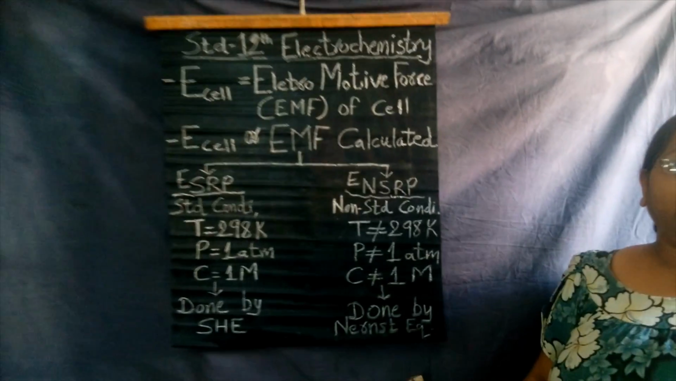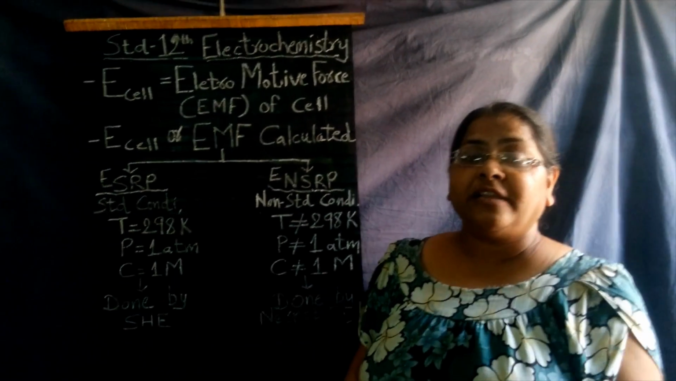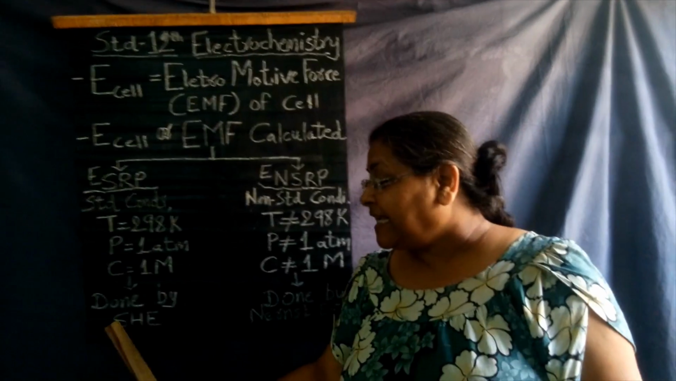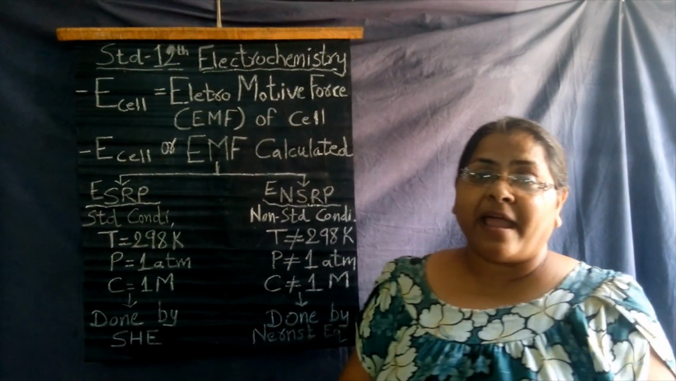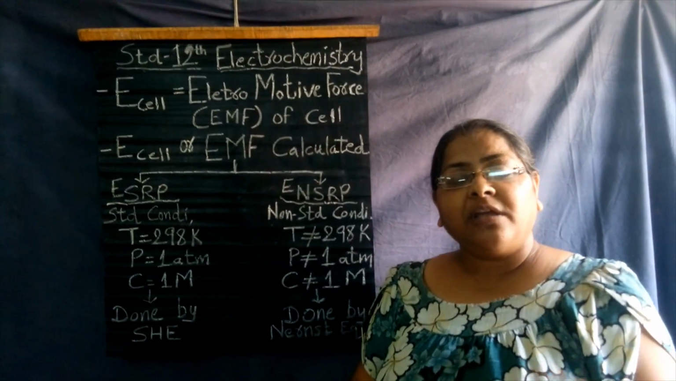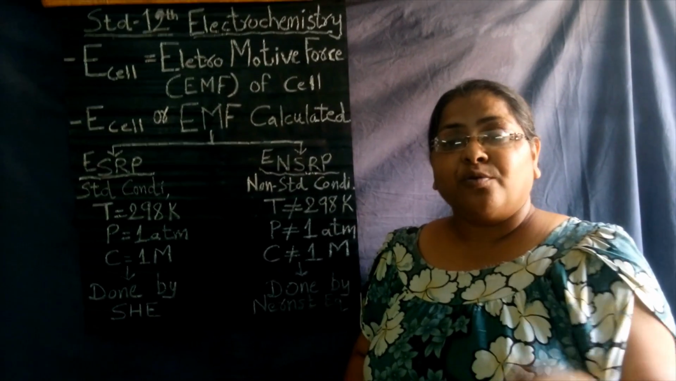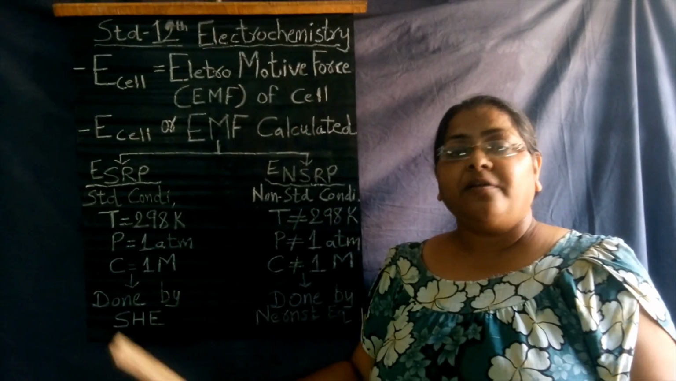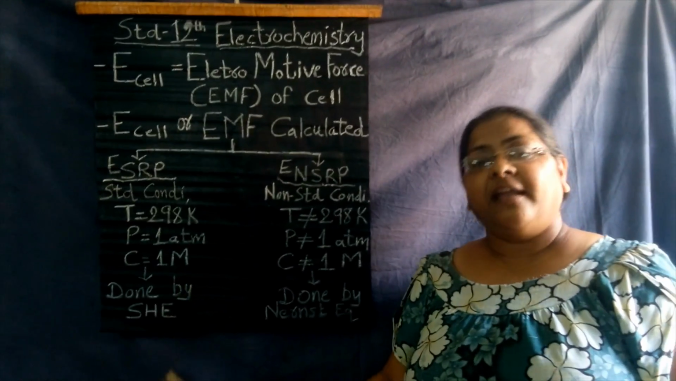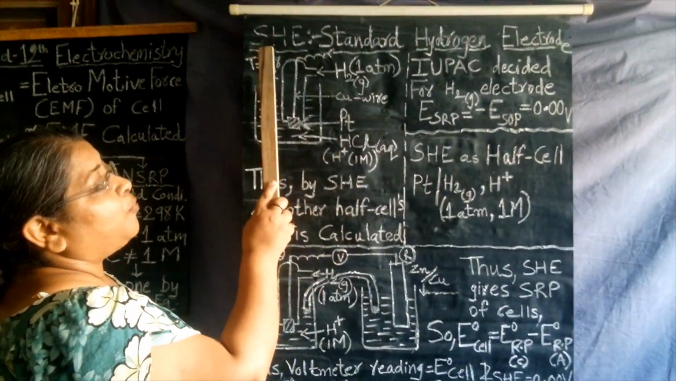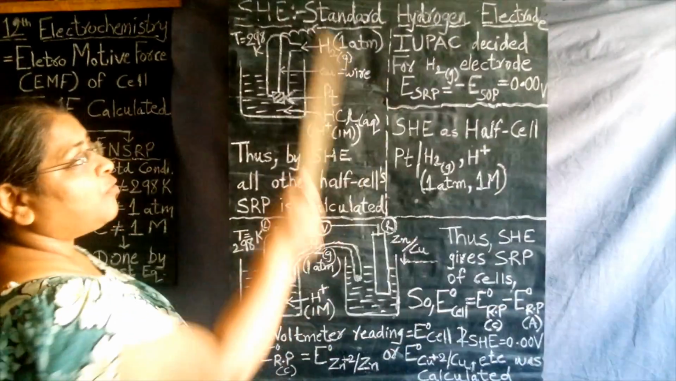But before the Nernst equation, what is SHE? As in 11th standard I was using this word again and again, SHE is the standard hydrogen electrode. How it is prepared, and how by it the other cells' potential is calculated, we will learn with the help of SHE, that is Standard Hydrogen Electrode. Now pay attention: SHE, Standard Hydrogen Electrode. How is it prepared?